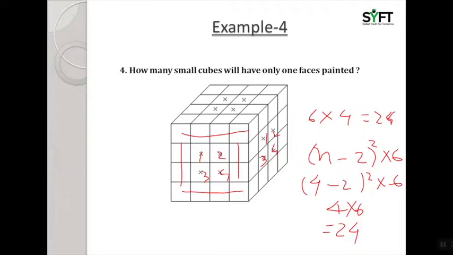The advantage of using this formula is if you have another cube which has 5 stacks of smaller cubes instead of 4, you can simply do 5 minus 2 whole square into 6. So 5 minus 2 to the power 2 comes to 9, into 6 is 54. So in a 5 stack cube, 54 smaller cubes will have only one face painted.